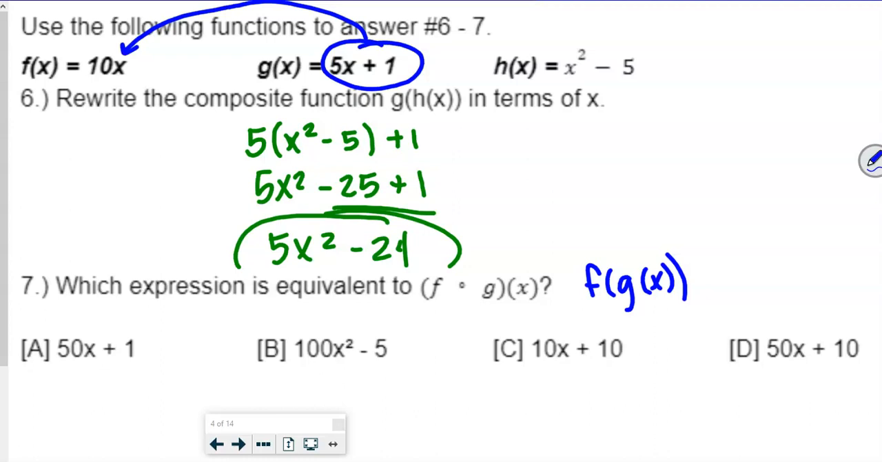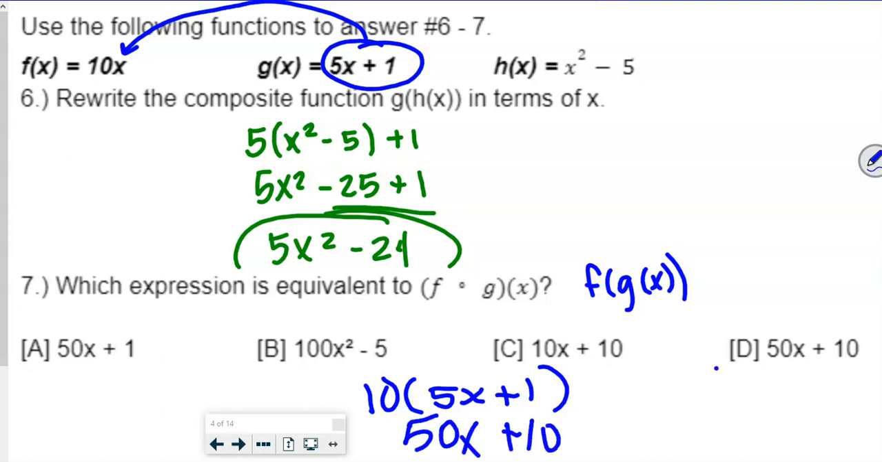So we're going to say 10 times 5x plus 1. So now we're just distributing that 10, right? 10 times 5x is 50x. 10 times 1 is 10. So that was D.